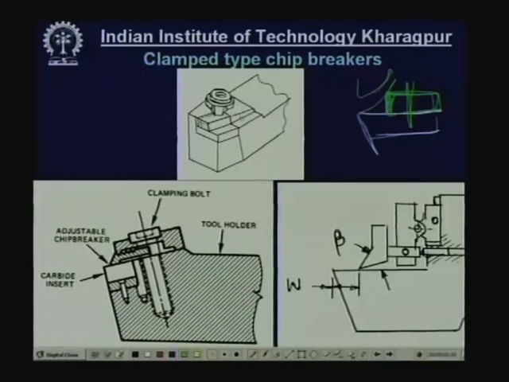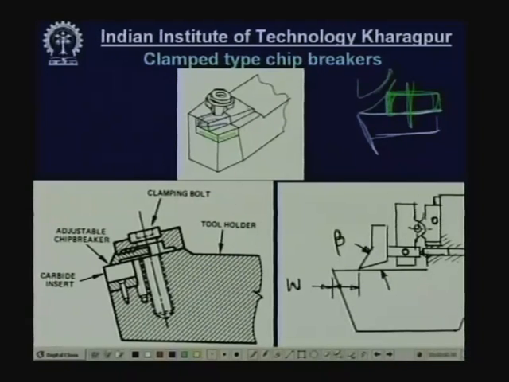Now, here you see that this is the cutting tool, and this upper one is the chip breaker. So, they form a groove like. When the chip will come, it will hit here and break, but this is fixed. Once made, it is fixed, there is no flexibility. So, this is suitable for a limited range of cutting process.